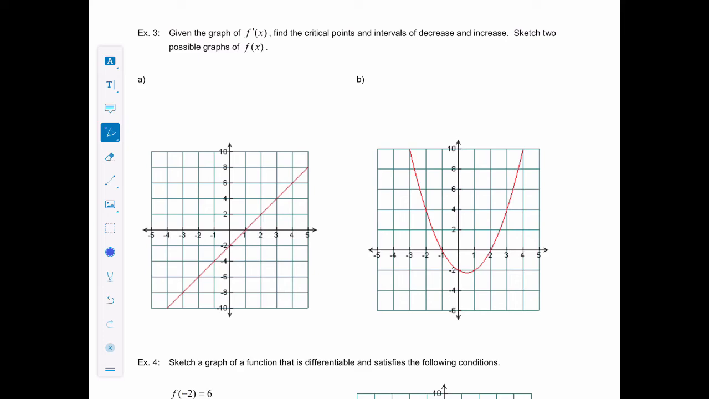Given the graph f prime of x, find the critical points and intervals of decrease and increase. Sketch 2 possible graphs. I'm going to graph only one of them, so we'll just go over the concepts, and you can use Desmos to play around with how many graphs you want to put on there.